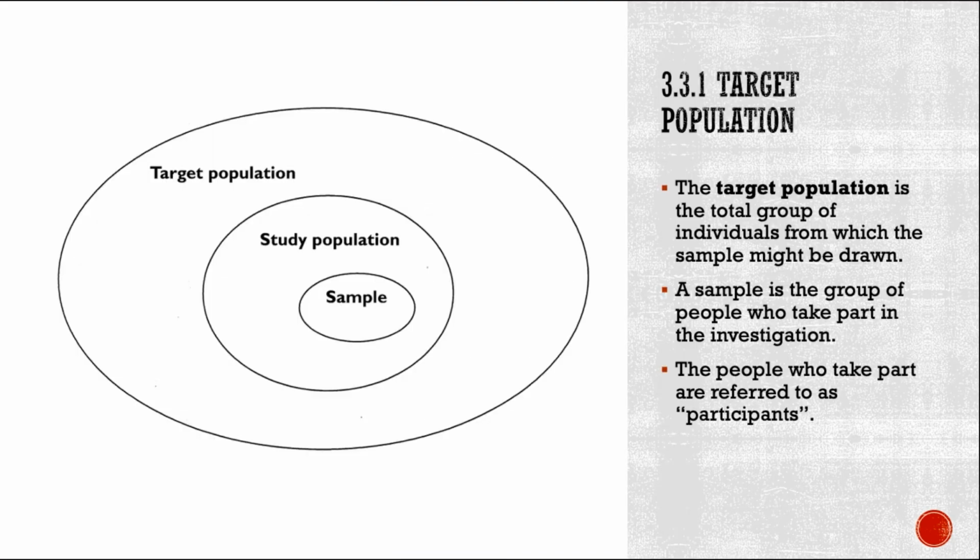To make it more understandable, for example, this is all the target population, Malaysians, and this is the study population, the poor, or let's say all the poor Malaysians in extreme poverty. Then from that you will take a sample. The target population is the total group of individuals from which the sample may be drawn. A sample is a group of people who take part in the investigation. The people who take part are referred to as participants.